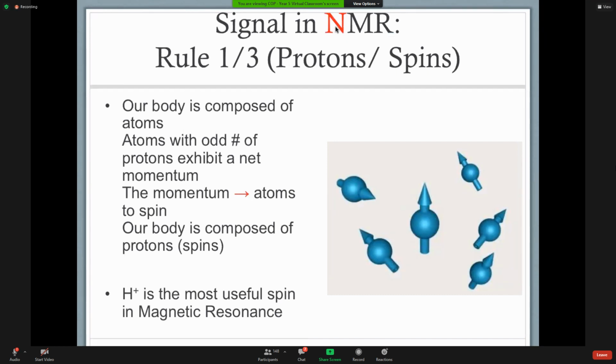The nuclear concept, which means that our body is composed of atoms that have odd number of protons, like for example, the hydrogen will exhibit a specific feature, which is a net momentum. And then this momentum will make the atoms spin. And since we have too many hydrogen atoms in our body, in water, in fat, in protein or muscles, we could say that our body is composed of spins. So hydrogen is the most useful spin in MRI, but it's also the most useful spin in our body. It's actually the highest contribution of our body in terms of atoms.